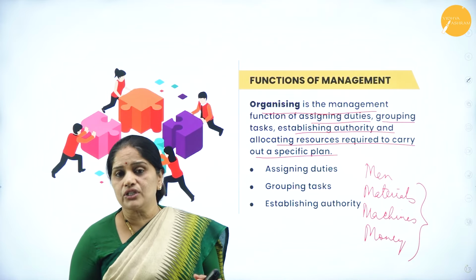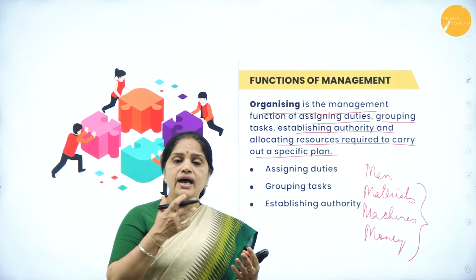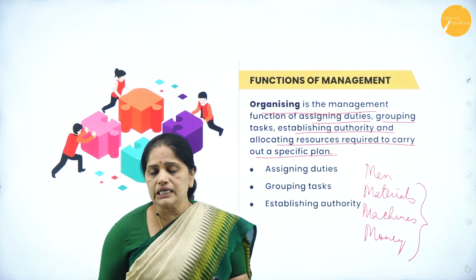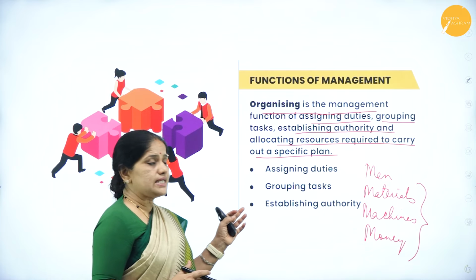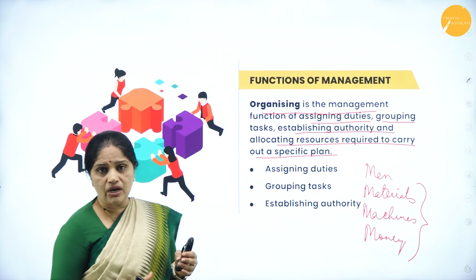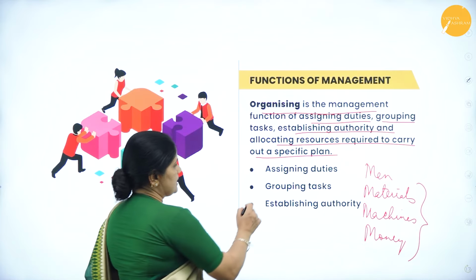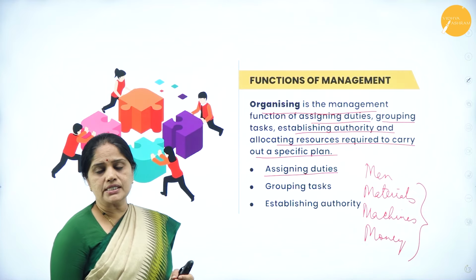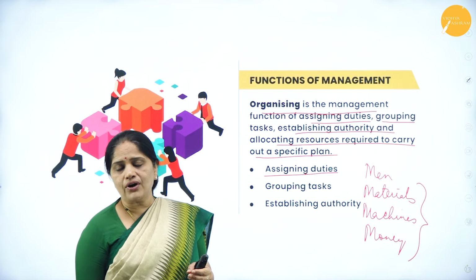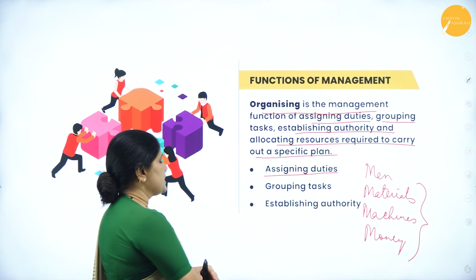So mere giving authority is of no use. You also have to give him the resources in order to see that the plans are carried out. So all these will be seen in the organizing function of management. In this, we can say the first one is the assigning of the duties. So you assign the duties for each and every person in the organization.